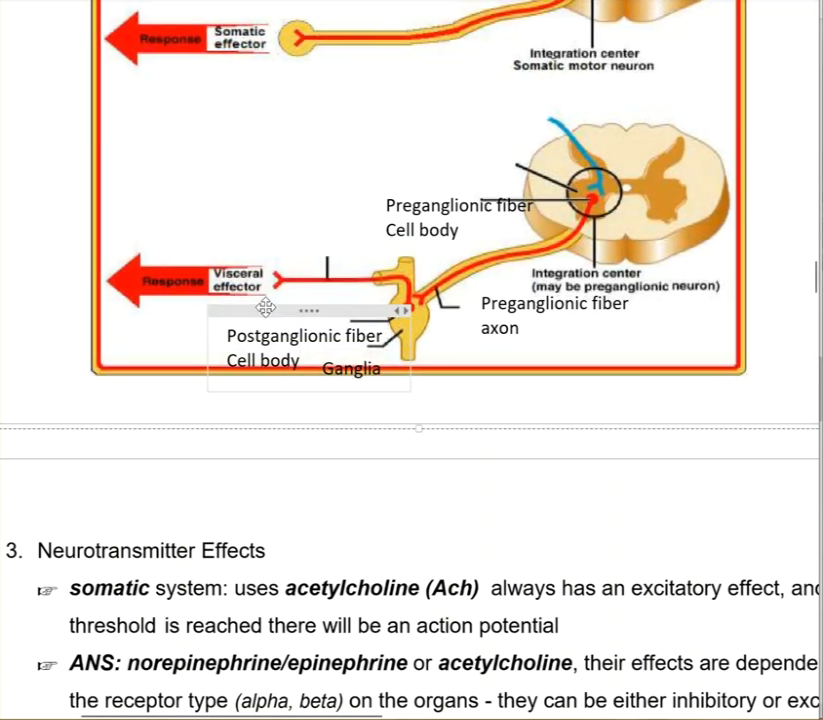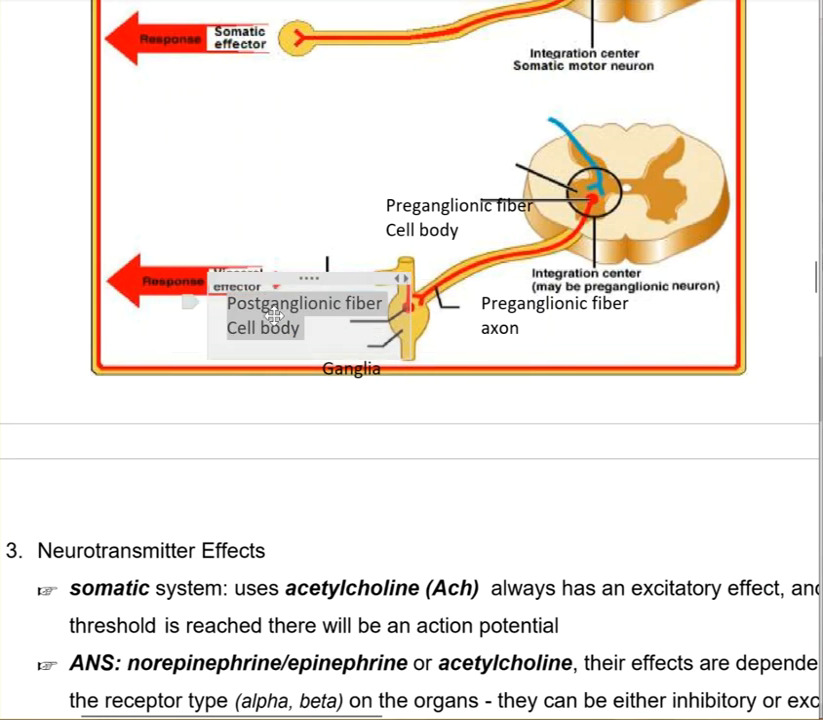Okay? And we'll move that up a little bit if it'll let me. Okay. Right there. Then the message will go out and will go along the postganglionic fiber axon, okay, to our visceral effector.